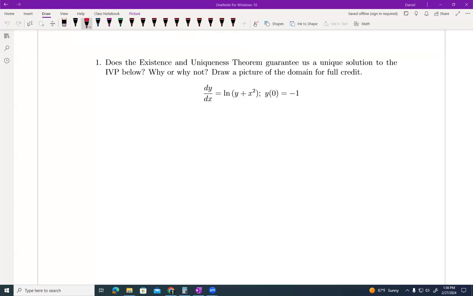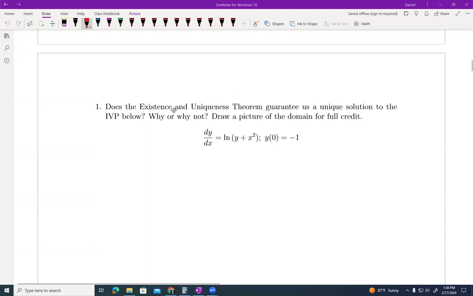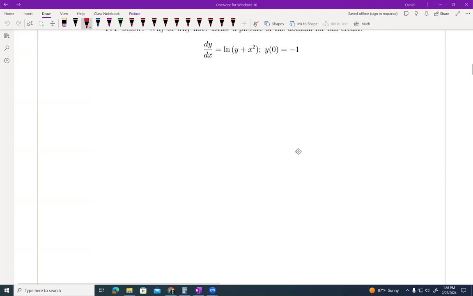Okay, so let's go through the exam here. We have dy/dx equals natural log of y plus x squared, y of 0 equals -1. We're trying to see, does the existence and uniqueness theorem guarantee us a unique solution, why or why not?